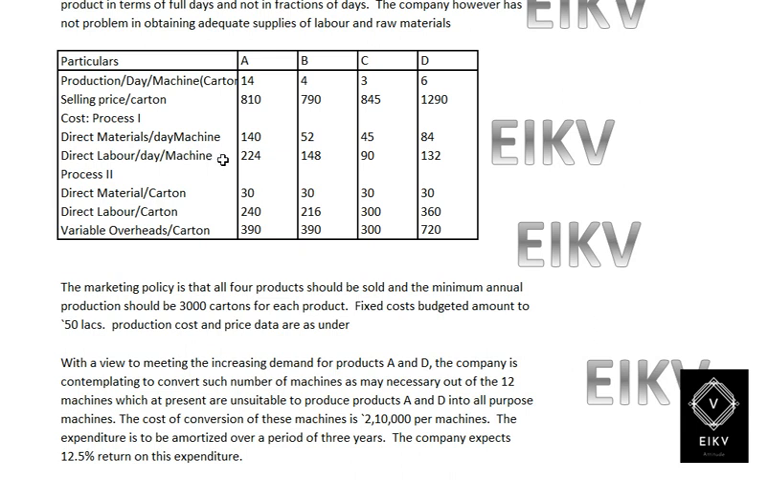Cost. Process 1: direct material per day per machine 140, 12, 145 and 84. Direct labor per day per machine 224, 148, 90 and 132. Process 2: direct material per carton 30, 30, 30, 30. Direct labor per carton 240, 216, 300 and 360. Variable overhead 390, 390, 300 and 720.